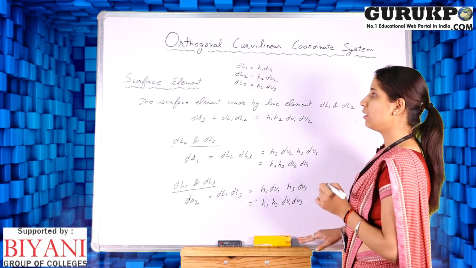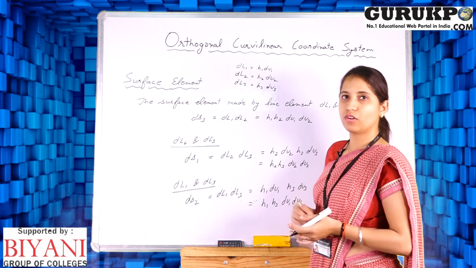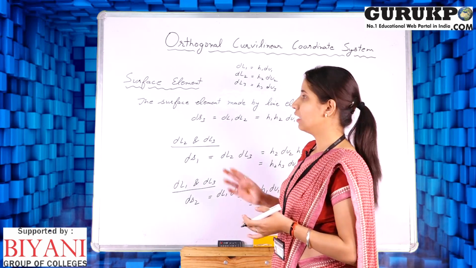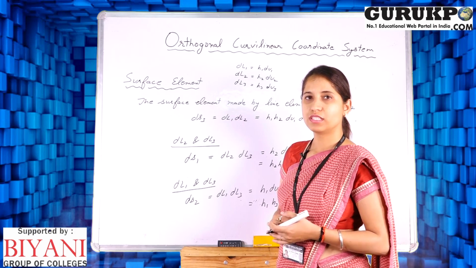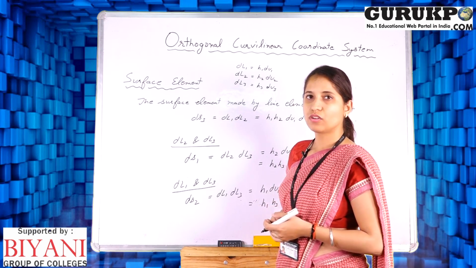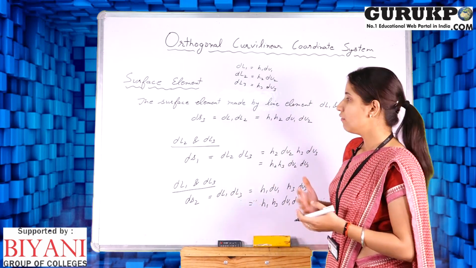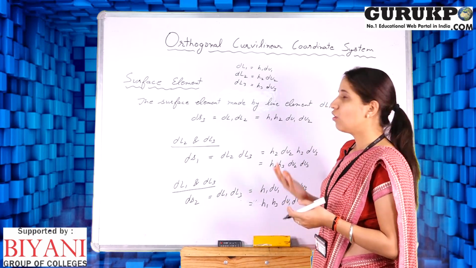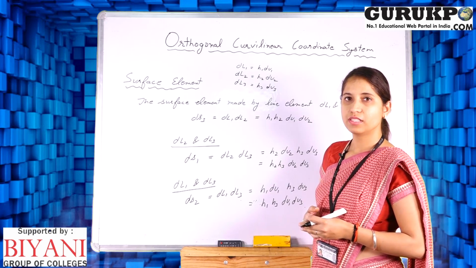So this completes the topic orthogonal curvilinear coordinate system. In this we have read line element, volume element and surface element. Now we will see one or two examples, so how to solve the questions when they are asked about the scale factors, or you can say base factors, or volume element or surface element, anything.